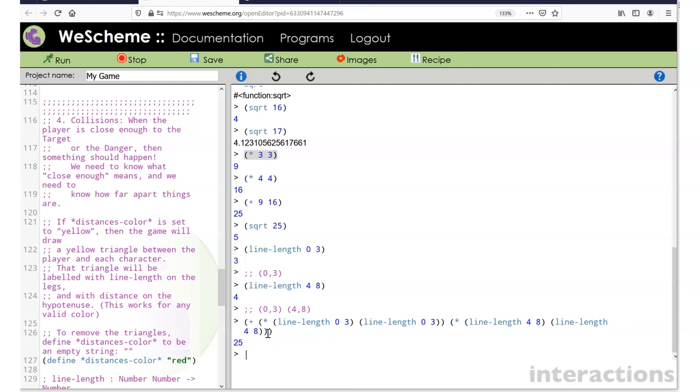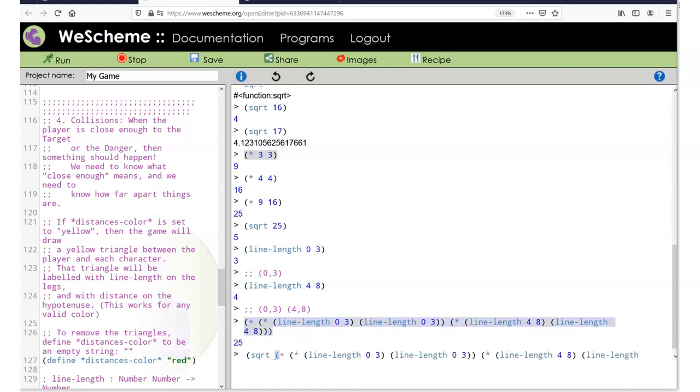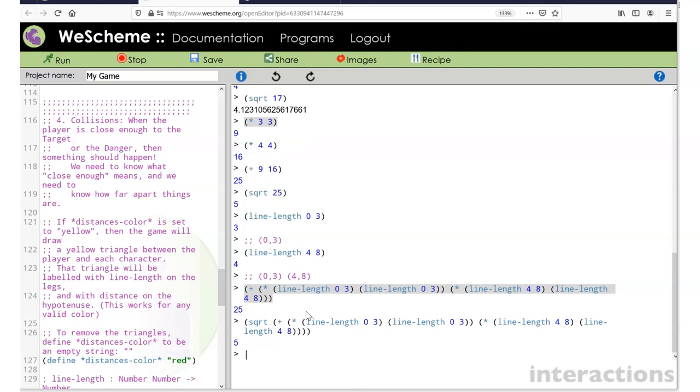So now the only thing we have left to go to get our perfect example is square root. So I'm going to do open SQRT space. I'm going to take my entire section here, copy, paste, and I got 5. That means this is a perfect example of the Pythagorean triple, 3, 4, and 5, where 3 is what I get from the line length formula for one side, 4 is what I get from the line length formula from the other side, and 5 is what I get from the entire distance formula.